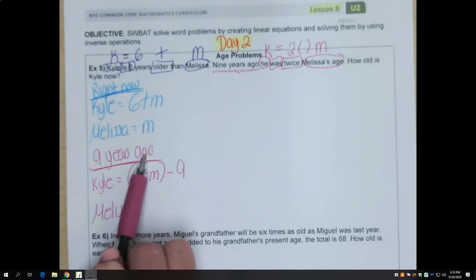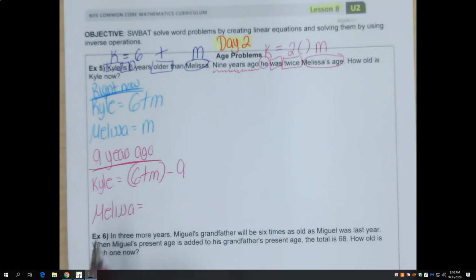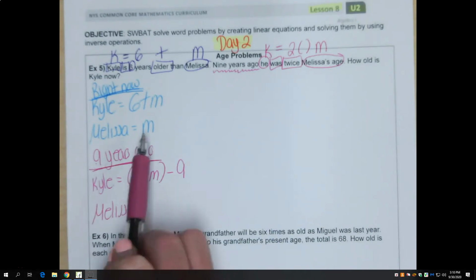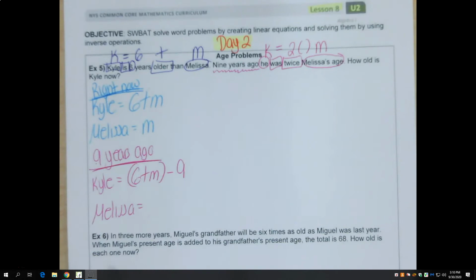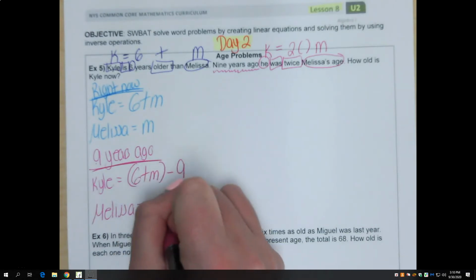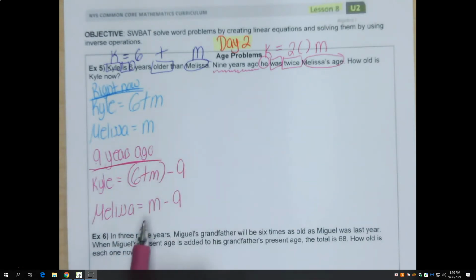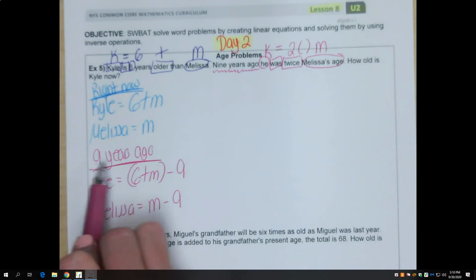That's where negative numbers would be. So again, I'm going to take what his age is right now, and I'm going to subtract 9. That will represent his age 9 years ago. Same thing with Melissa. Right now, Melissa is m, but 9 years ago, her age was m minus 9. I have to take how old she is right now and subtract 9. That will give me how old she was 9 years ago.